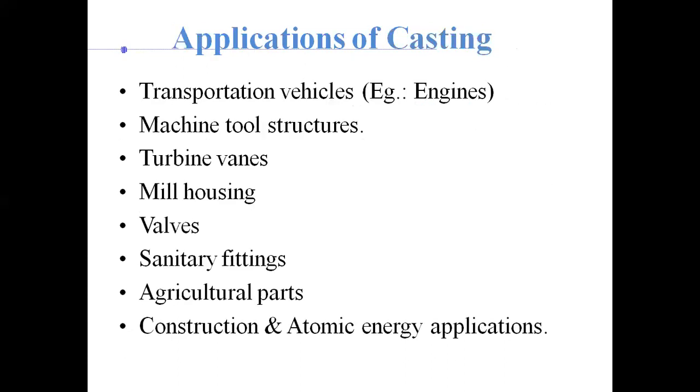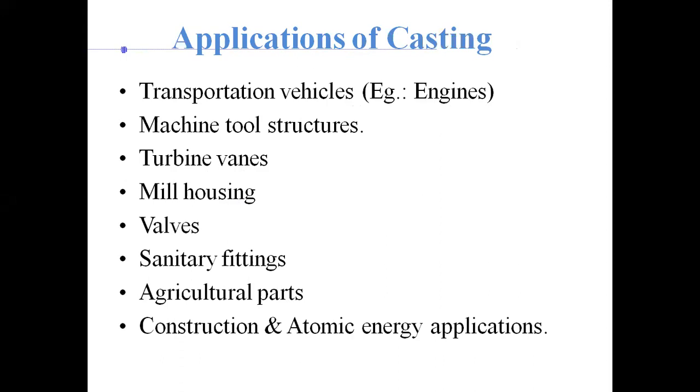Now you see applications starting from transportation vehicles, for example engines, machine tool structures, as I was talking about. Turbine vanes are being made with casting, especially with investment castings. These blades and vanes are made with investment casting. We'll see what is investment casting. Mill housing, valves, sanitary fittings also, agricultural parts, construction and atomic energy applications, right? All those, this is quite relevant to you.